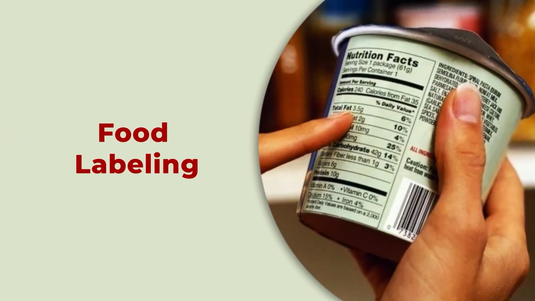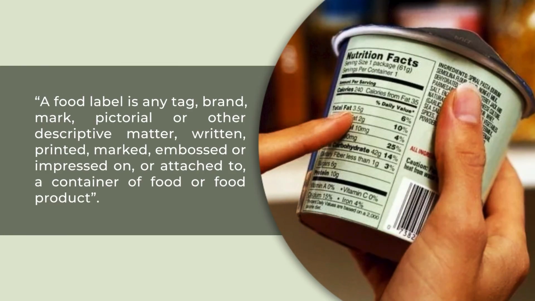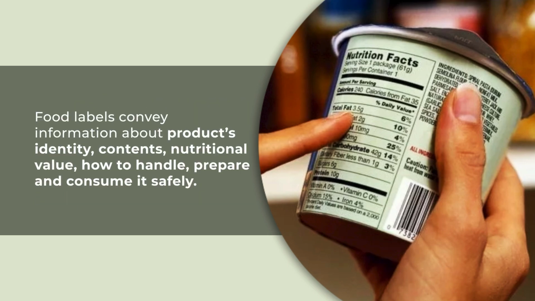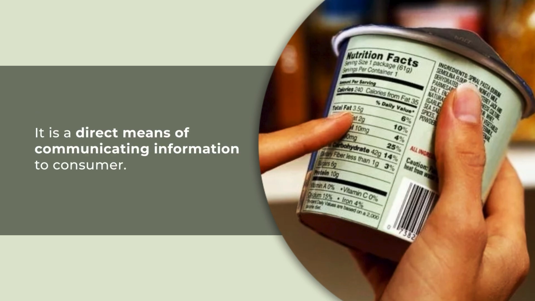So, what is a food label? A food label is any tag, brand, mark, pictorial or other descriptive matter which is written, printed, marked, embossed or impressed on or attached to a food container. Food labels convey information to the consumers about the product's identity, contents, nutritional value, and how to handle, prepare and consume it safely. So, we can say that this is a direct means of communicating information to the consumers. It also acts as an effective tool to protect consumer health in terms of food safety and nutrition. At the same time, it provides informed choices to the consumers.